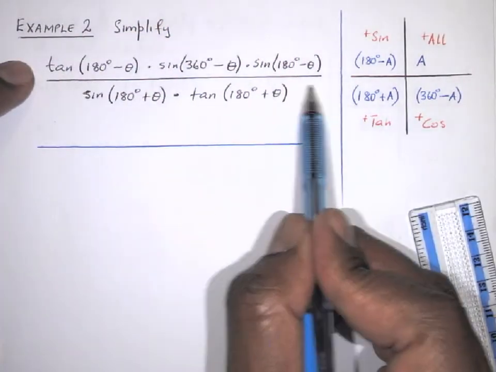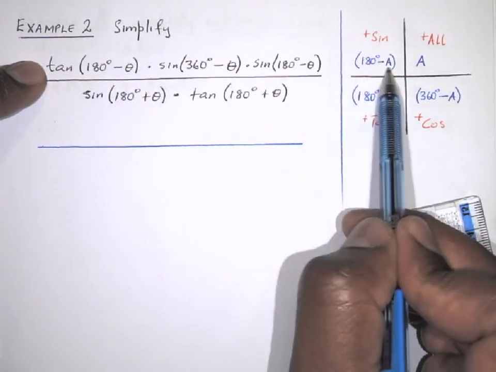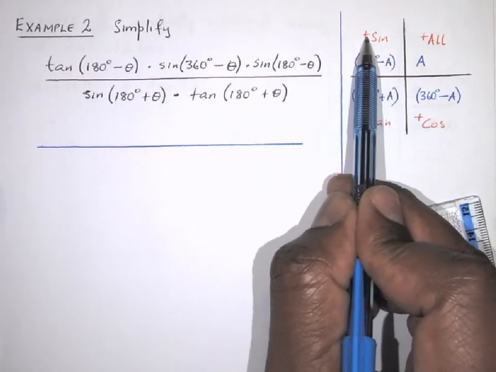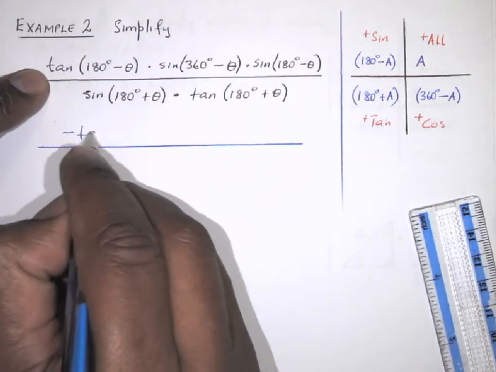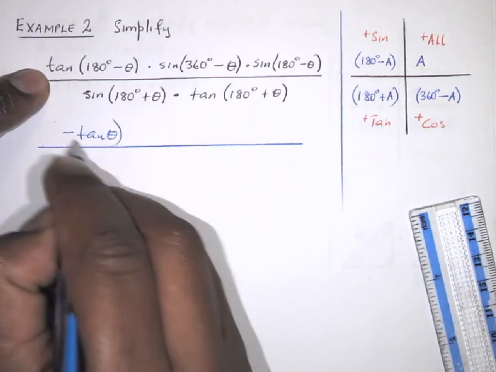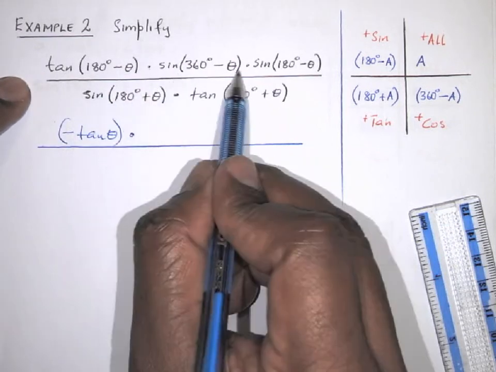So which is that line over there. So tan of 180 minus theta. We are there, and there only sine is positive. So this will be a negative. So I've got a negative tan of theta. This whole thing must be multiplied. So I'm multiplying by this one.